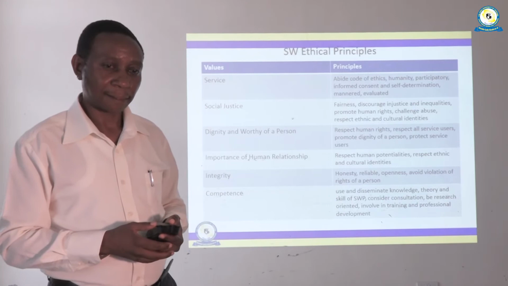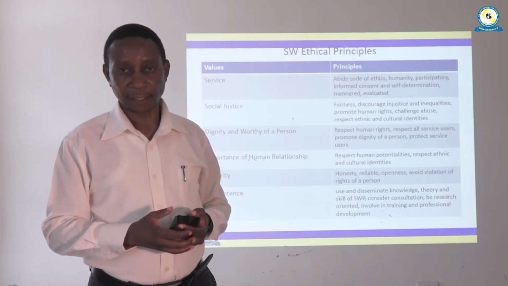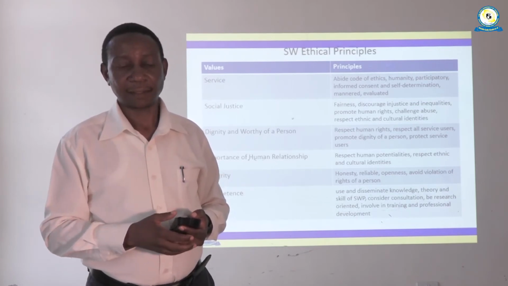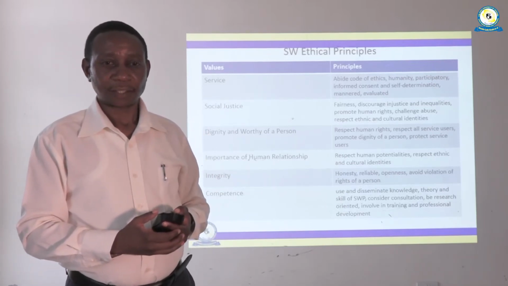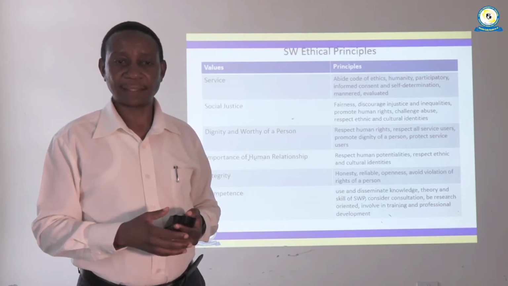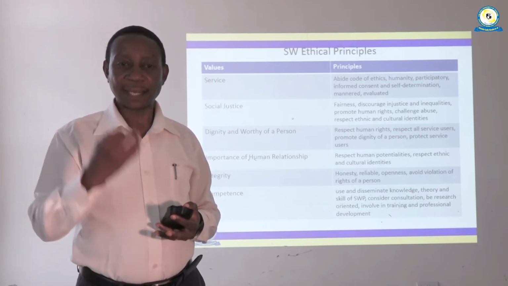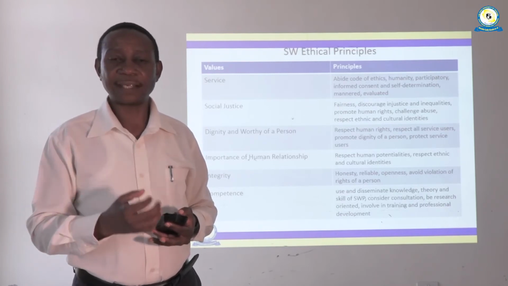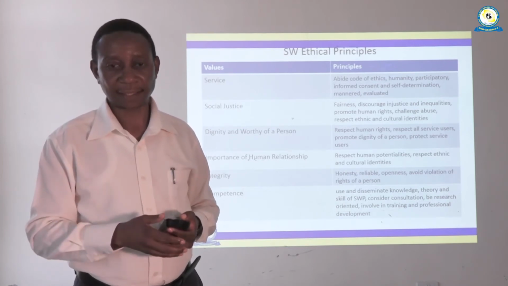And the second value is social justice. And what are the principles of social justice? When we talk about social justice, we consider fairness. When we provide services, they should be fair and should not be biased. Also, in social justice, we should discourage injustice. We should discourage inequalities. This is what we call fairness.